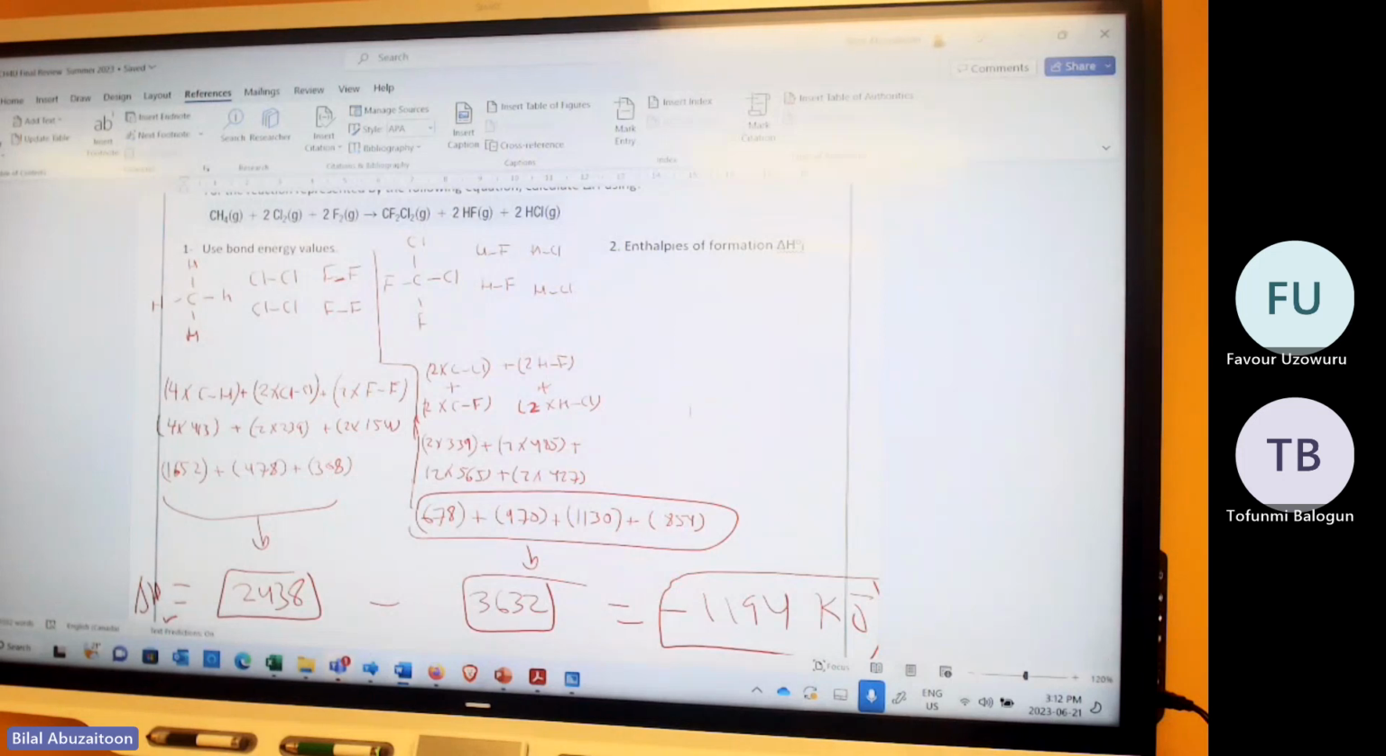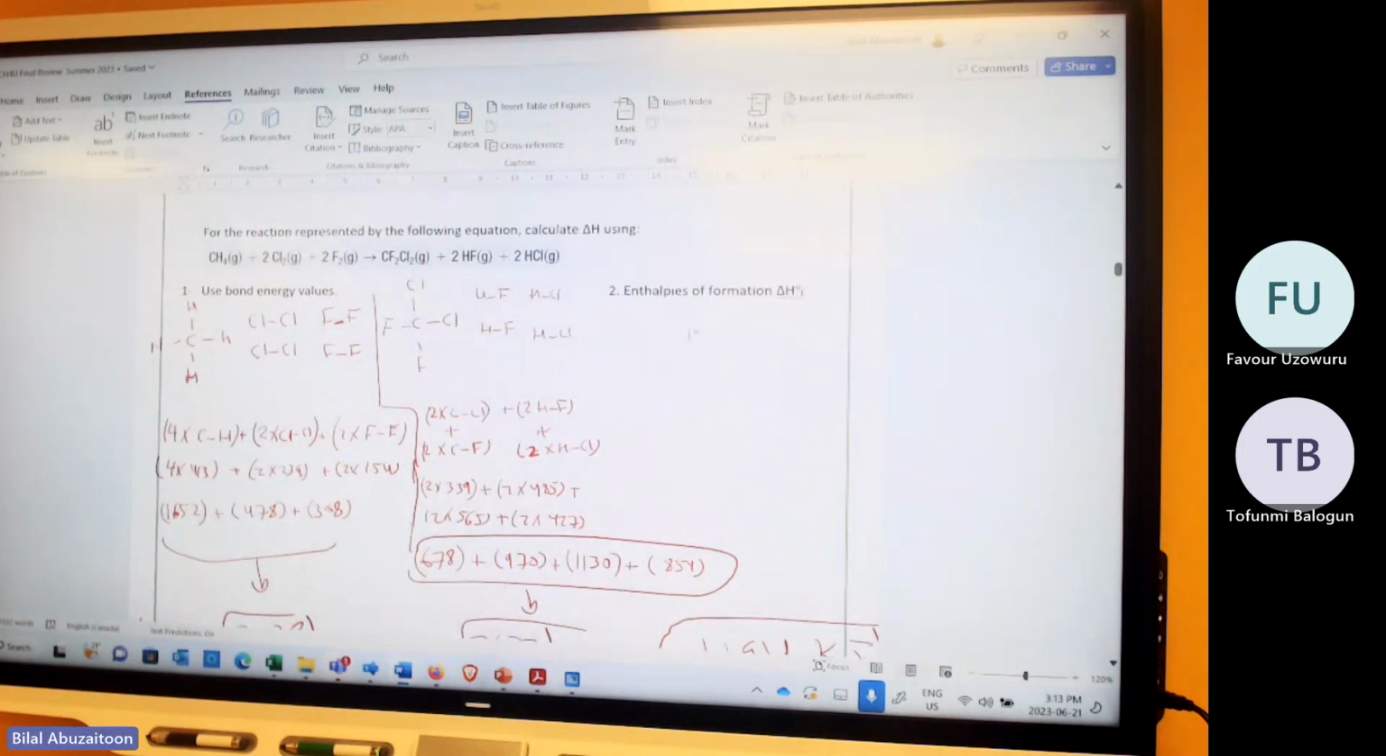You calculate the delta H naught formation for all the products minus all the reactants. Products minus reactants. It will be in the formula sheet. Delta H naught formation of products minus delta H naught formation of reactants. For the bond energies, reactants minus products. So it will be in the formula sheet.